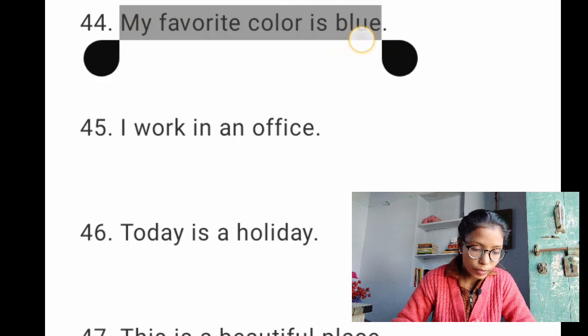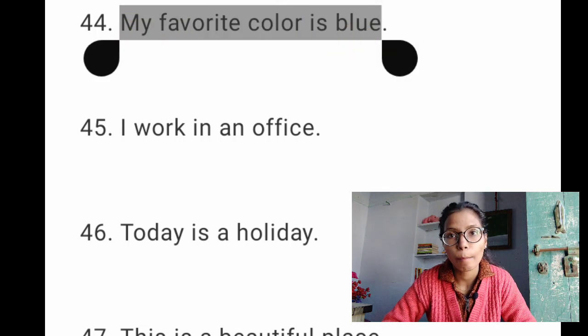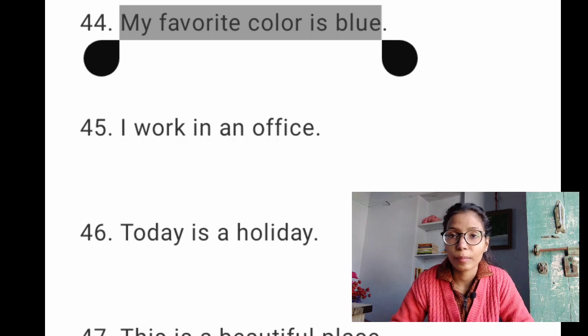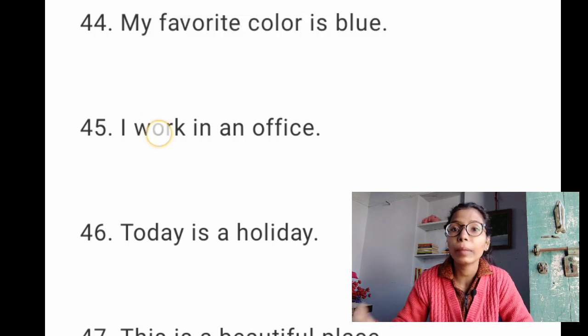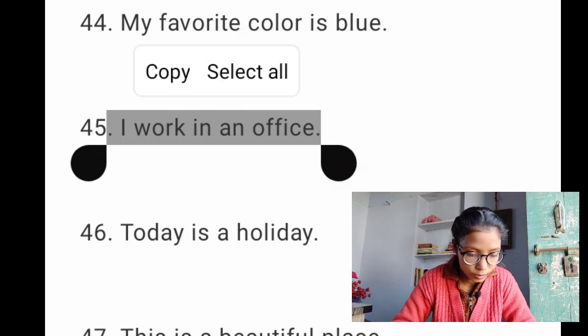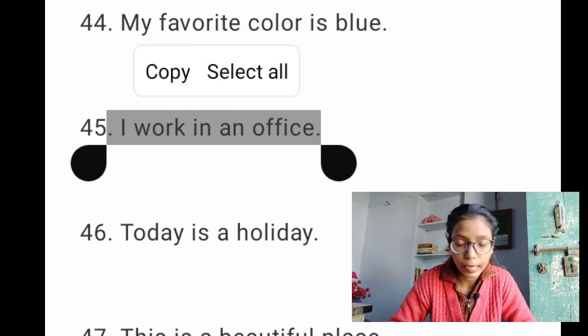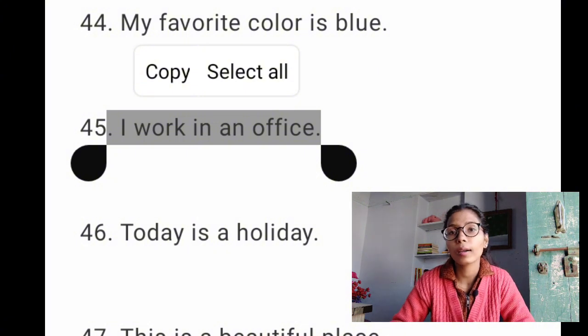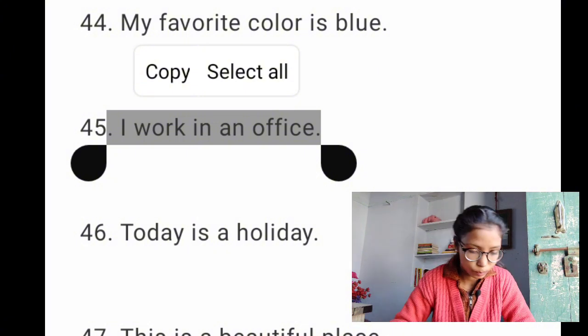Next, my favorite color is blue. My favorite color is black. My favorite color is red. My favorite color is yellow. Repeat, speak, speak. Okay, make sure you are speaking. Then I work in an office. मैं office में काम करता हूँ. I work in a school.